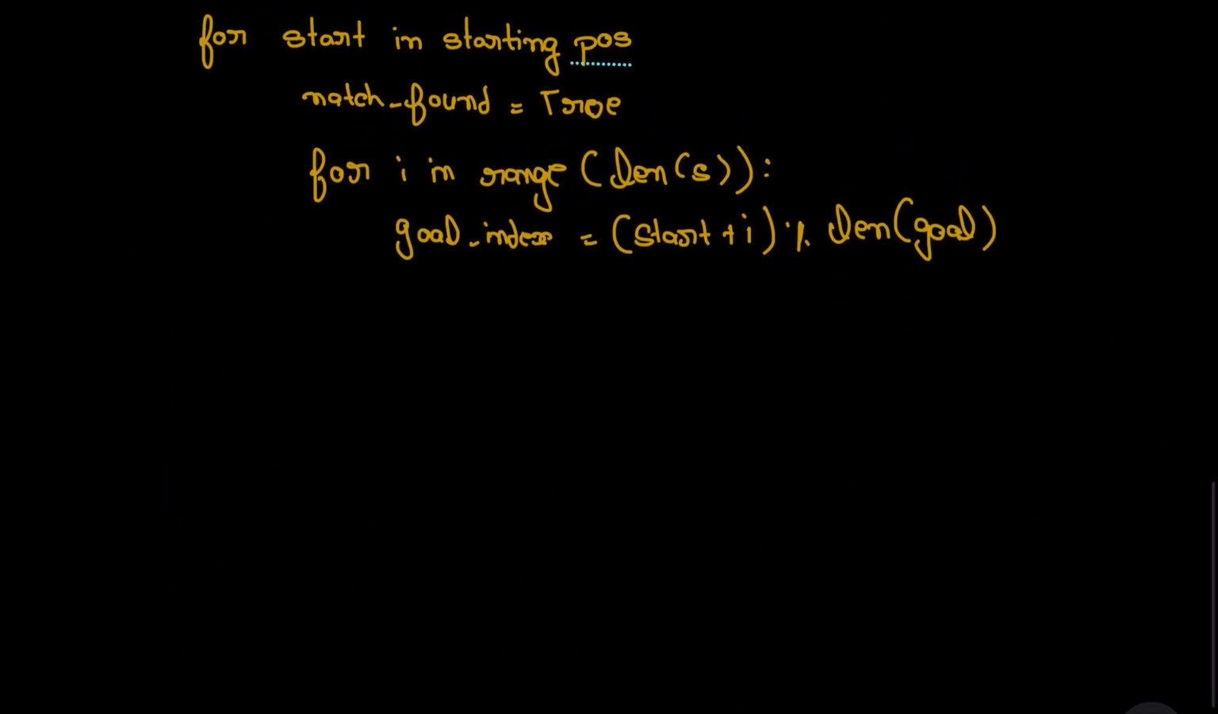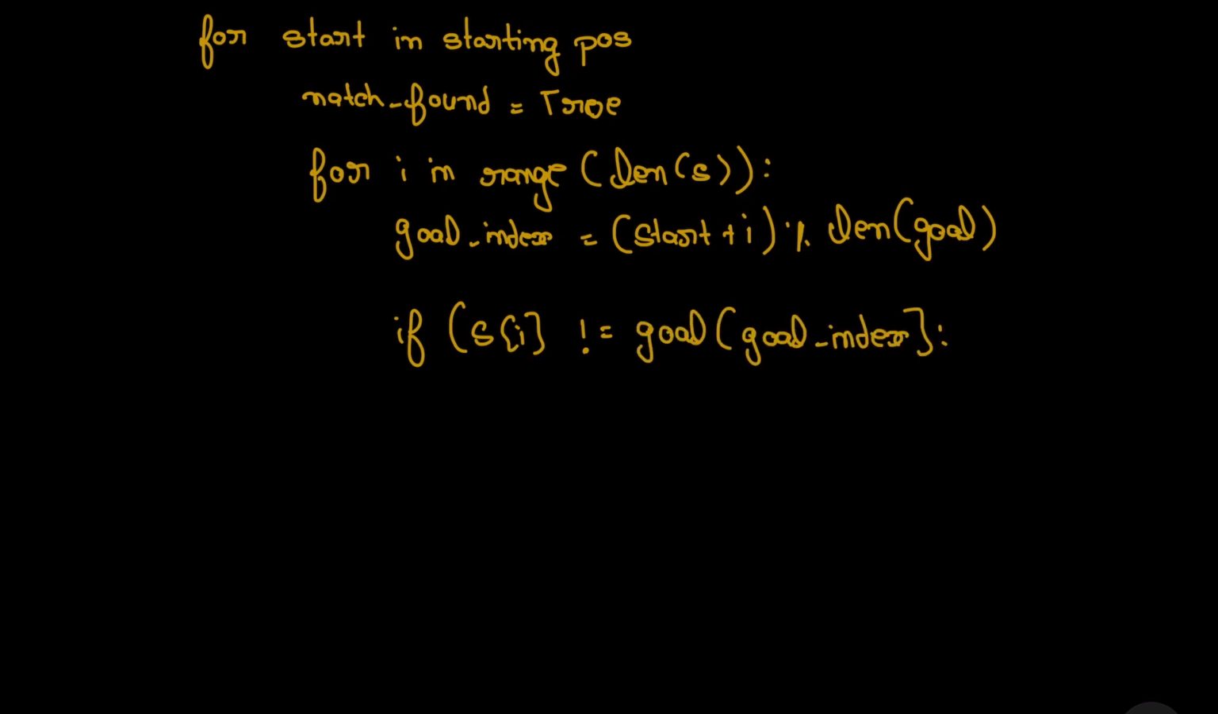Now once I have found goal index and the string index, what I need to do is check if s of i is not equal to goal of goal index. If there is any index where the values are not the same, I straight away say match found is equal to false, which was set to true initially. And since I found this, there is no need to continue with the inner loop, and I will break it.